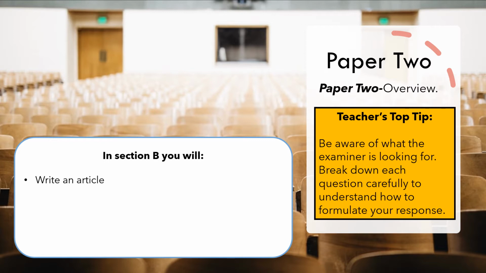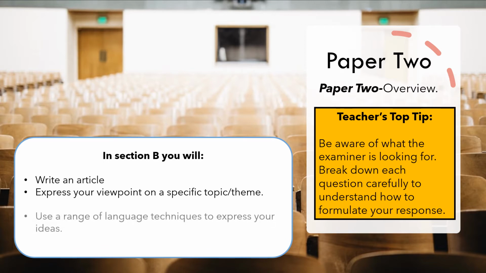You'll be writing an article. So this is the only year now that we know exactly the form of writing that you'll have to produce, and it's going to be an article, which is fantastic. You need to express your viewpoint on a specific topic or theme. Now this theme is going to be very similar to the theme that is also expressed in section A of the paper as well, so it might be worth going back over the exam paper, at least skim and scan the actual extracts that you have for section A, because it might give you some ideas about what to write about for section B.